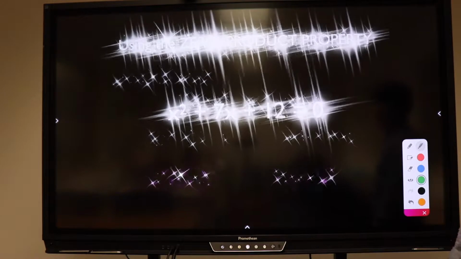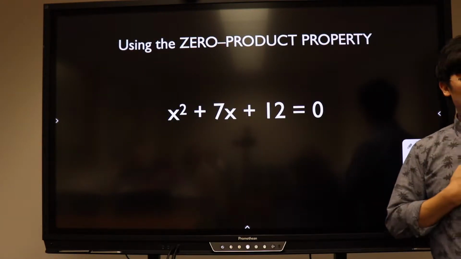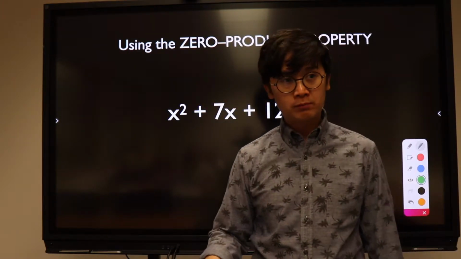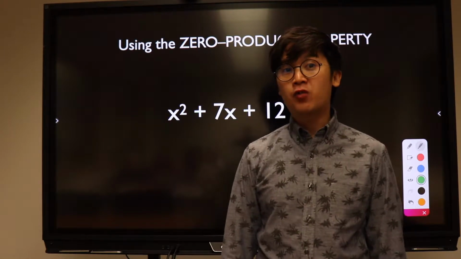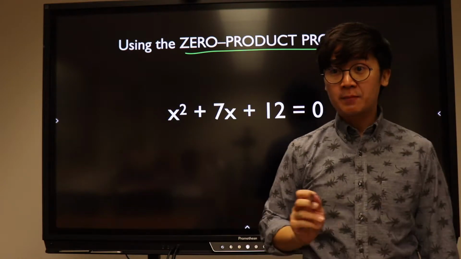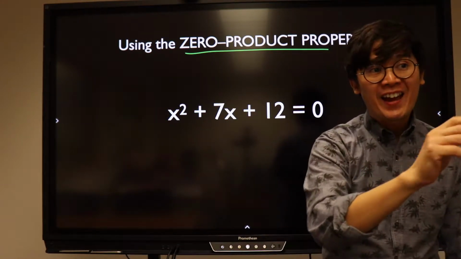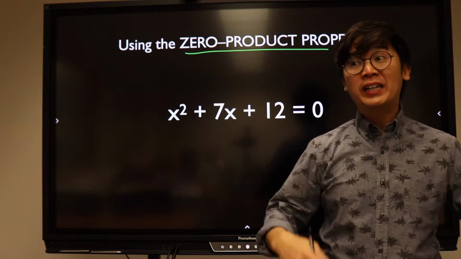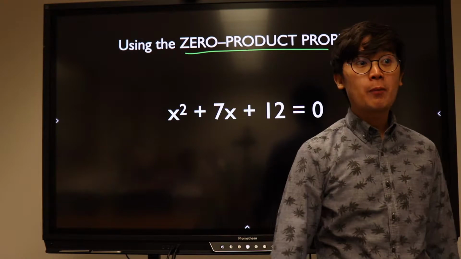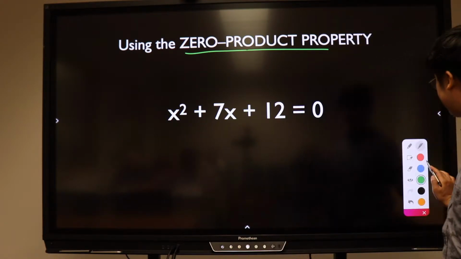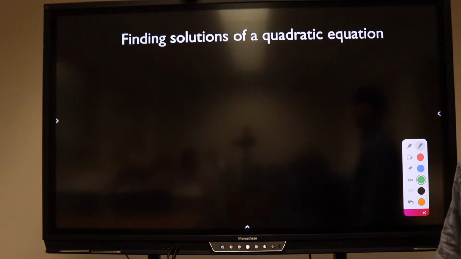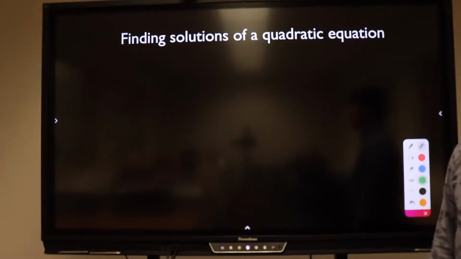What about if you have this? Is this quadratic equation in factored form? No. If it's not in factored form, because obviously it's in standard form, can we use the zero product property? Not yet. We cannot use it yet. We need to modify the function to make it look like a factored form, so the zero product property will work. We have to find the solution of the quadratic equation by factoring.